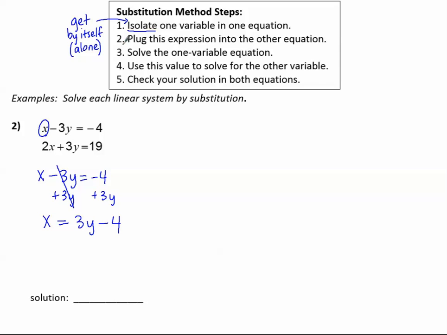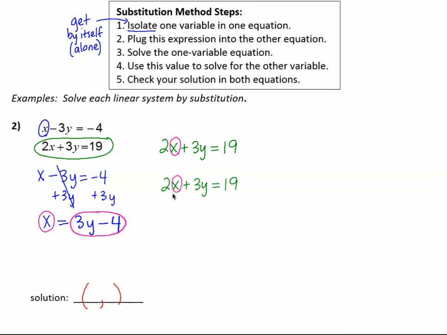Now we're supposed to, second step, plug this expression into the other equation. So in this other equation, 2x plus 3y equals 19, where we see x, we're supposed to plug in what x equals in here. Remember that the solution is an ordered pair that is the same value for both equations. So whatever x is in one equation, it has to be the same in the other equation.